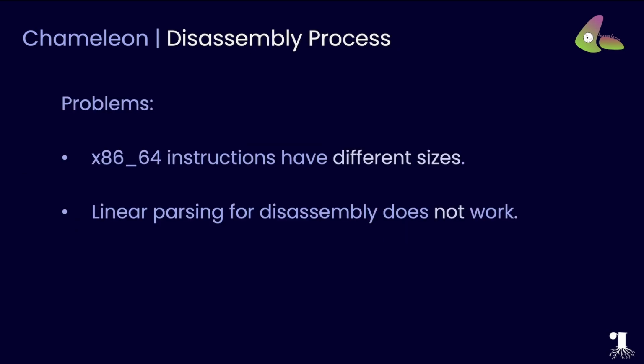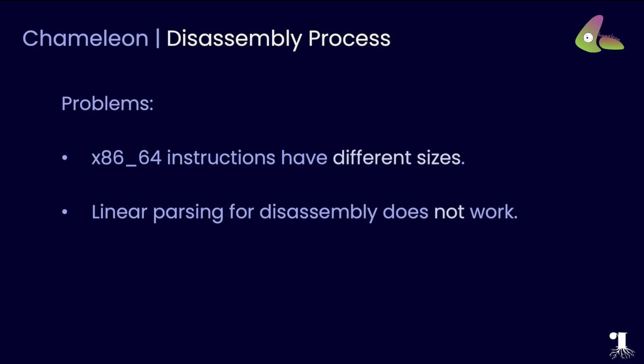Okay. So what's the disassembly process of Chameleon? Well, to understand why we do what we do, we first have to look at the problems that we have. In x86-64, instructions have different sizes, which is kind of a mess, because each time you want to change some instructions for other ones, you have to patch all the jump or control flow instructions so they point to the correct address, and that's kind of difficult.